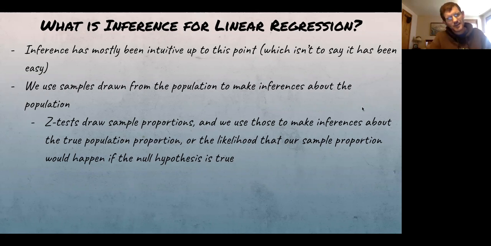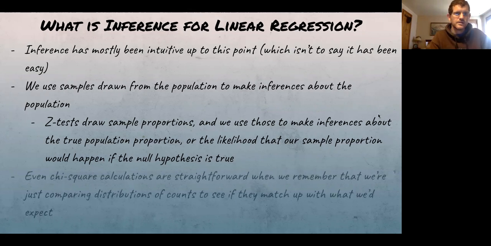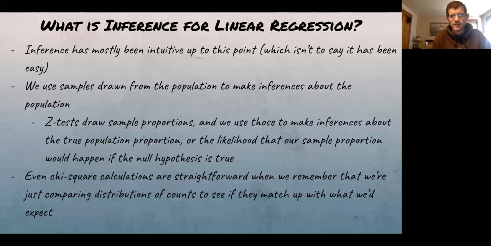So in a lot of ways, if you look at it from that 30,000 foot view, where you're seeing the big picture, a lot of inference is pretty intuitive. So even when we're looking at chi-square, we have a distribution of categorical counts here, another distribution. We're comparing those to see if they match up with what we'd expect. And maybe we're comparing against some standard that's been handed down to us.